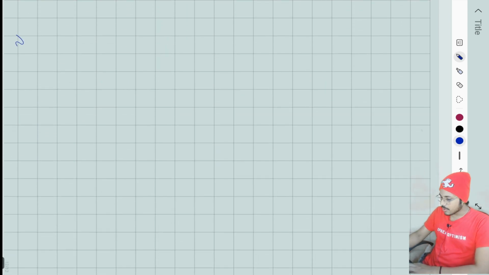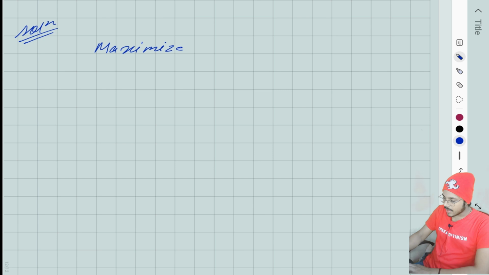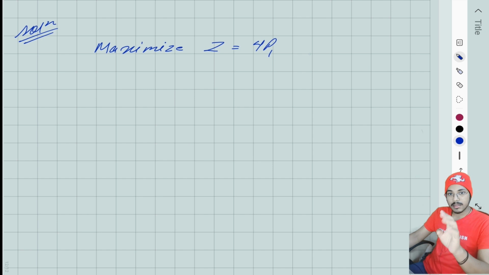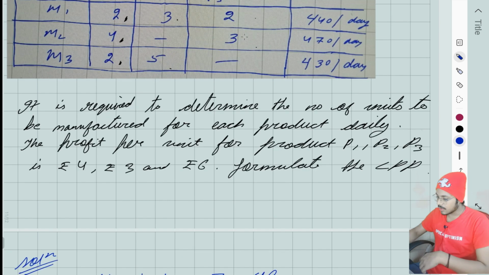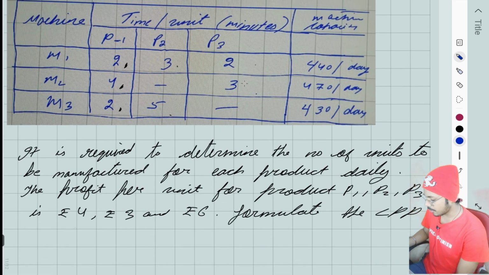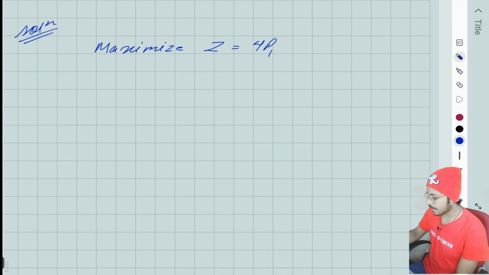So I am adding the solution for you guys. What we need to maximize? We need to maximize z, z means the profit. 4p1, that means you are getting profit from p1 of 4 rupees. For p2 3 rupees. For p3 6 rupees. Yes, you can see I have written 4, 3, 6. So write 4p1 plus 3p2 plus 6p3.